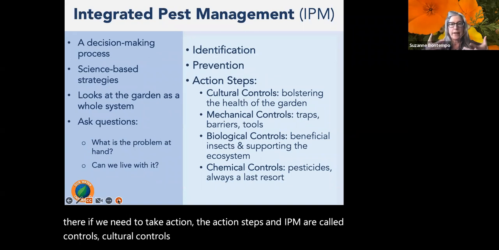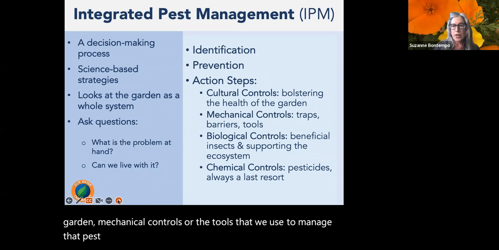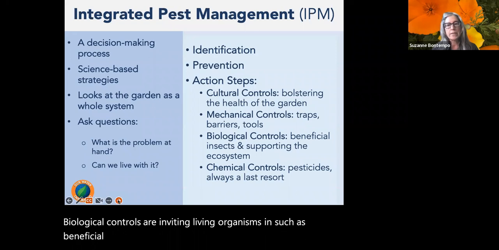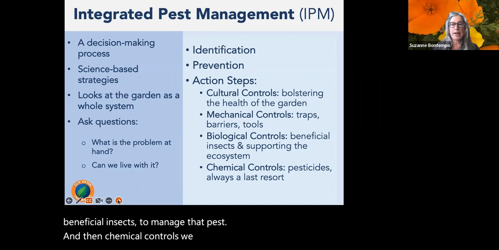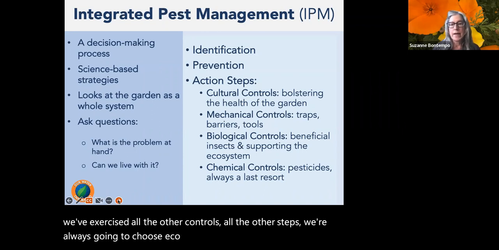which is increasing the health of the garden. Mechanical controls are the tools that we use to manage that pest. Biological controls are inviting living organisms in, such as beneficial insects, to manage that pest. And then chemical controls we would use as a last resort when we've exercised all the other controls, all the other steps. We're always going to choose eco-friendly pesticides, and we're going to use them very minimally.